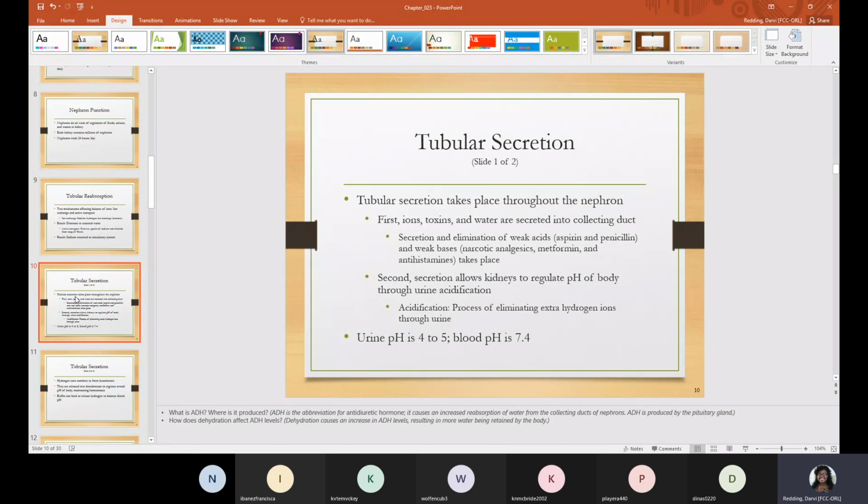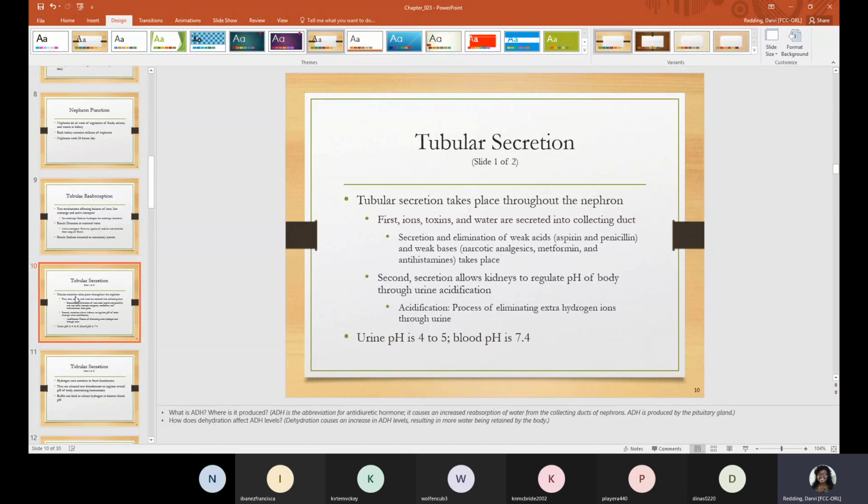Continuing learning about the tubular, we first learned about the tubular reabsorption. Next, we'll learn about the tubular secretion. The tubular secretion takes place throughout the nephron. First, the ions, the toxins, and the water are secreted into the collecting duct. That's where secretion and elimination of weak acids takes place. An example of medicines that might be that way would be aspirin and penicillin. And then you have weak bases.